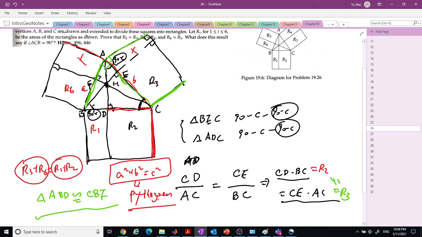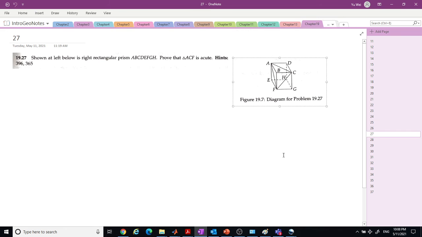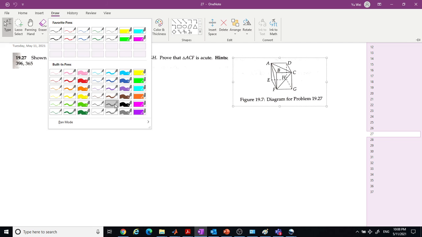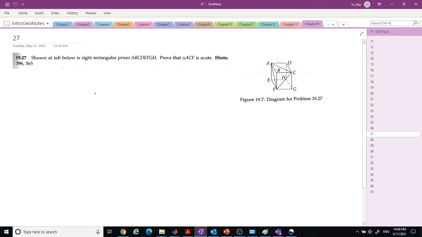Okay. Next. So we have this one, we want to prove, we have a rectangular prism. Okay.